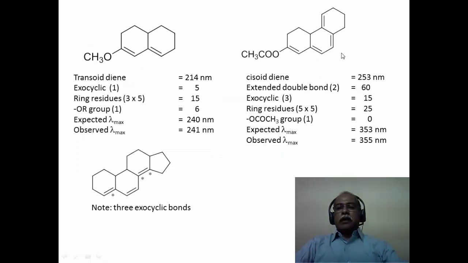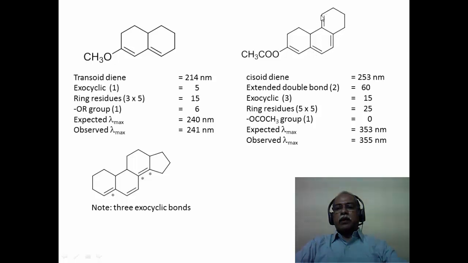This is an exocyclic double bond for this ring. And this is an exocyclic double bond to the other ring. So there are 3 exocyclic bonds. This is one exocyclic bond to this ring, and this is another exocyclic bond to this particular ring. This is an exocyclic double bond for this particular ring. So the 3 exocyclic double bonds each will contribute 5. So 3 times 5 is 15. The ring residues: there are 5 ring residues, 1, 2, 3, 4 and 5.